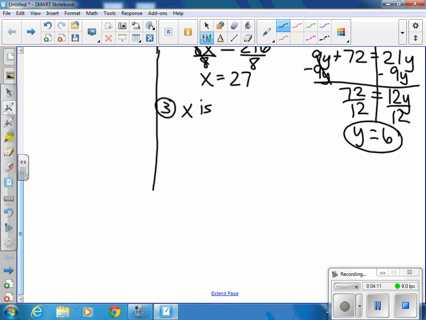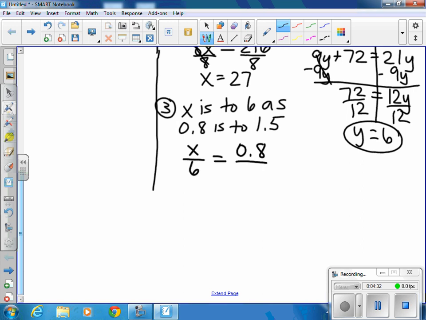So if I give you this analogy, x is to 6 as 0.8 is to 1.5. With this statement, you can write your own proportion and then solve it yourself. So x is to 6 would be written as x over 6. Put your equals, that's where the "as" is, and then 0.8 is to 1.5. And there becomes your two ratios that are your true proportion.